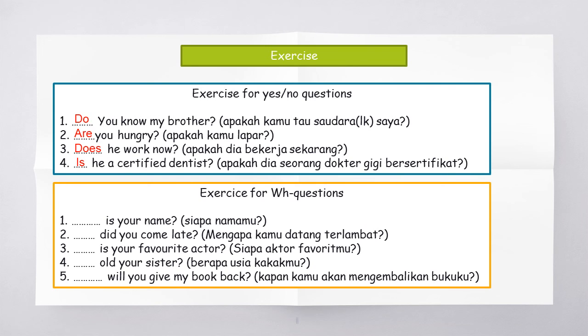Okay, the next exercise is for WH questions. Number 1: blank blank blank is your name. What is the answer? What. What is your name? Okay, the next, number 2: blank blank blank did you come late? What is the answer? Why?